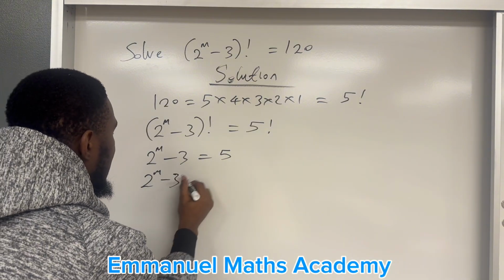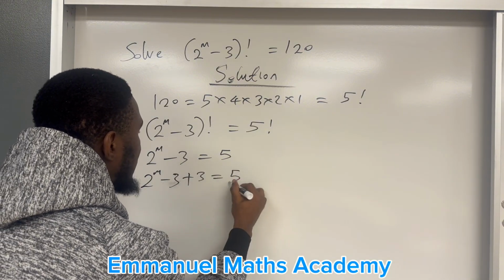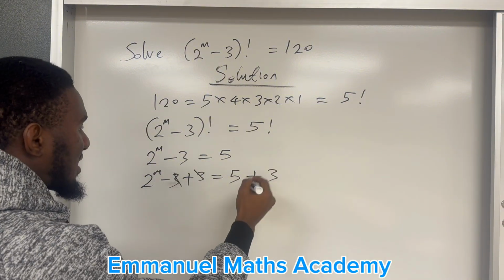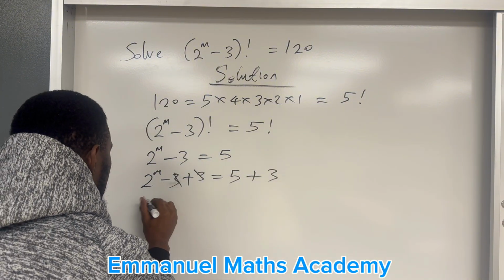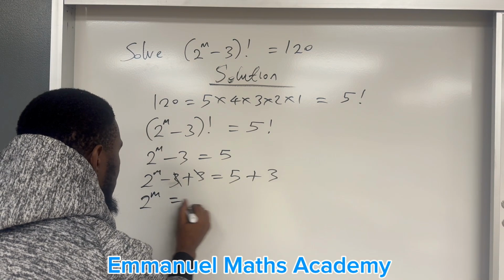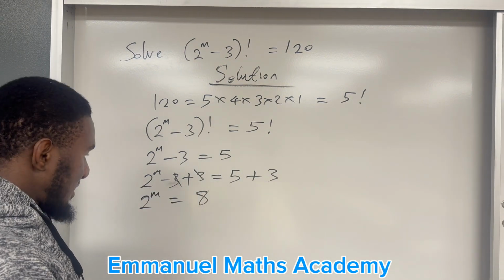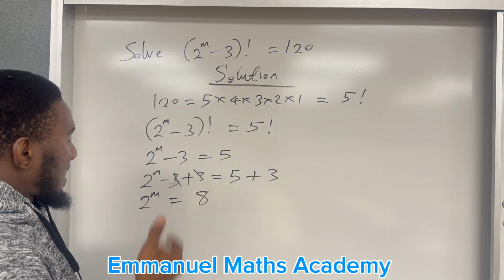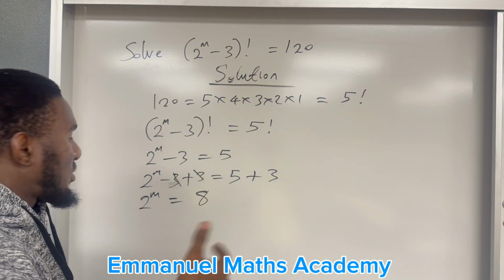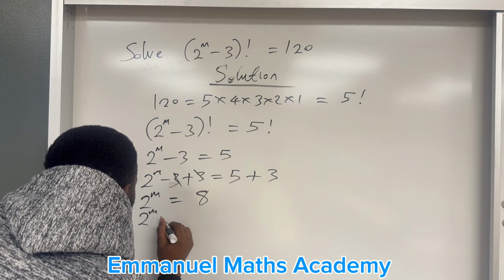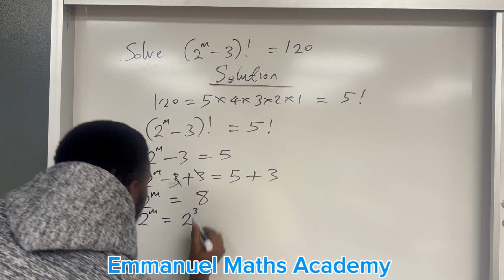So you have minus 3 here, and plus 3 equal to 5 plus 3. So you have minus 3 and plus 3 cancel out. Here you have what? 8. 2^m is equal to what? 8. Well, 8 is the same thing as 2 times 2 times 2. That means 2 raised to power 3, 2 coming 3 times. So you have 2^m equal to 2^3.